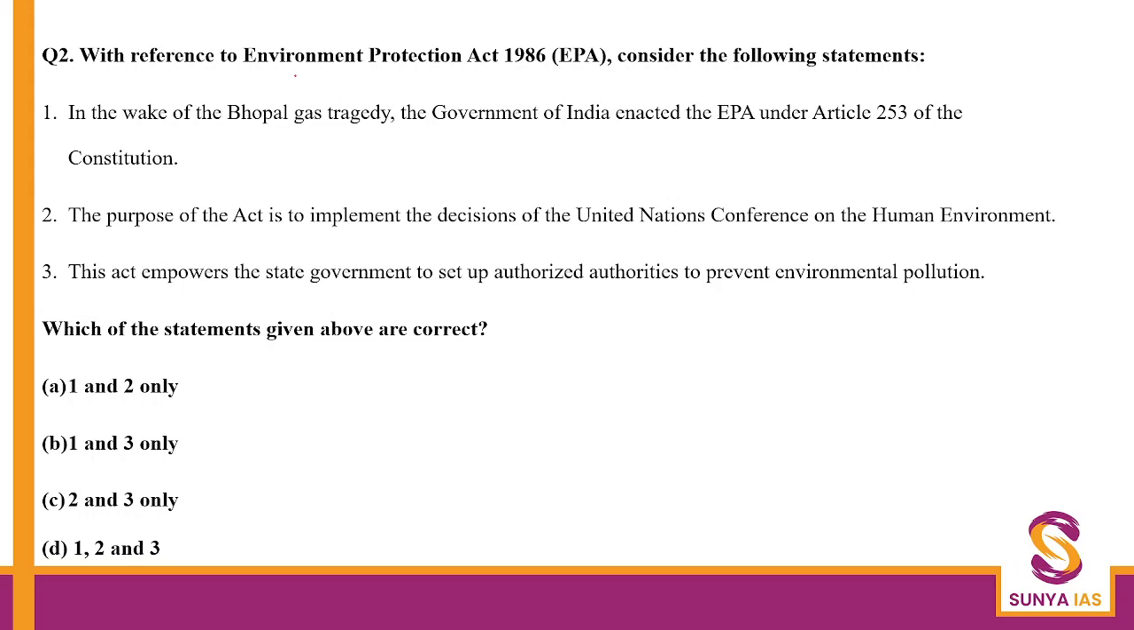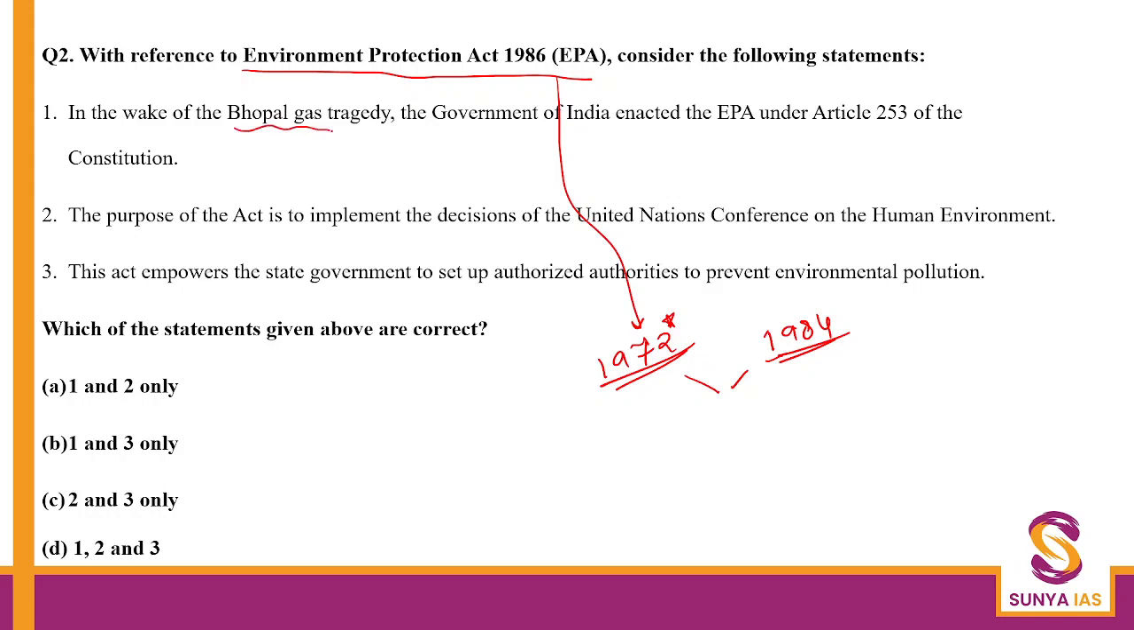Second, the Environment Protection Act 1986. First of all, you need to know that it was formed because of the 1972 Stockholm Conference and, of course, the tragic Bhopal gas tragedy in 1984. Because of these two events, we had a comprehensive Environment Protection Act. Number one, in the wake of the Bhopal gas tragedy, the government enacted it under Article 253. Yes, this statement is absolutely correct. Second, the purpose is to implement the decisions of the United Nations Conference on Human Environment.